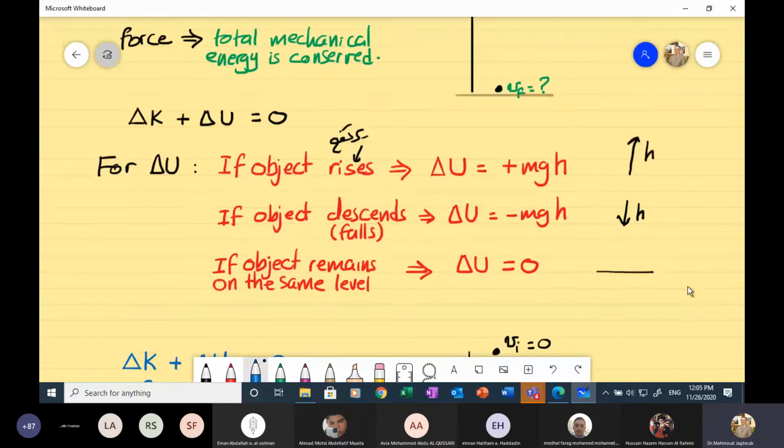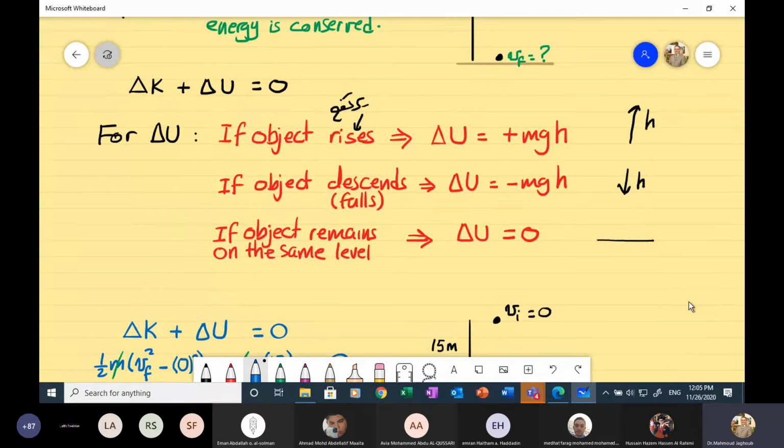طيب what happens when the object does not rise and does not fall? In other words, it's moving horizontally. If you move horizontally, does the height change? Horizontal motion? No. The answer is no. Then delta U equals what? Equals 0, if there is no change in height. If you go with this, you will never go wrong.